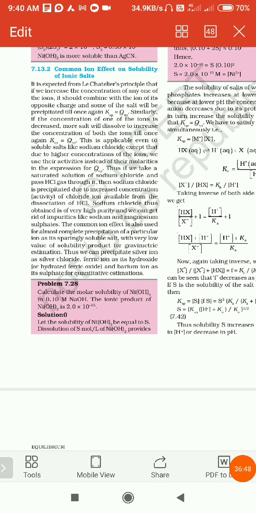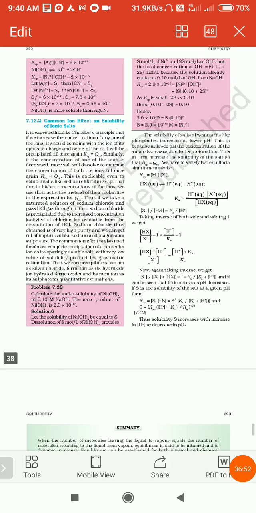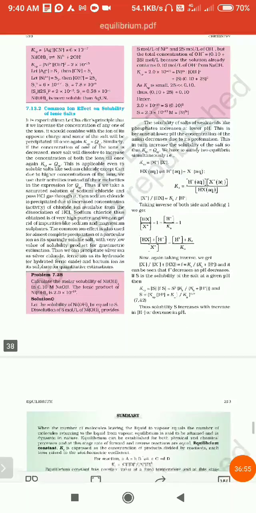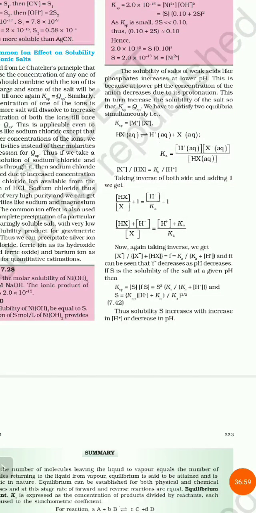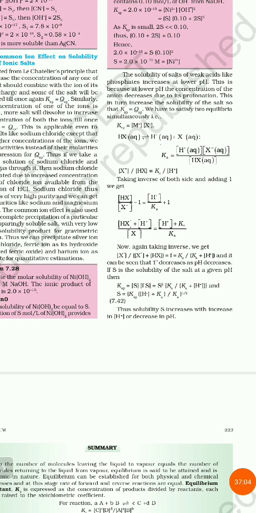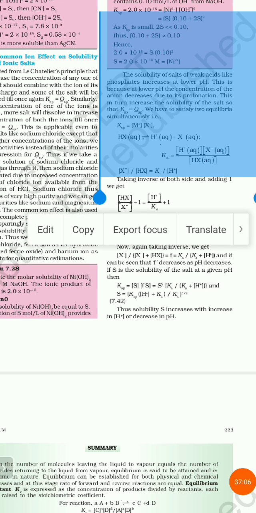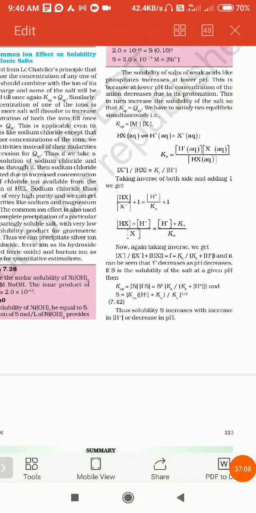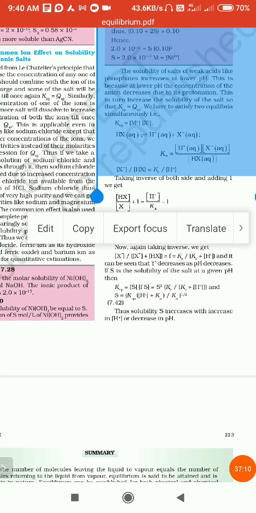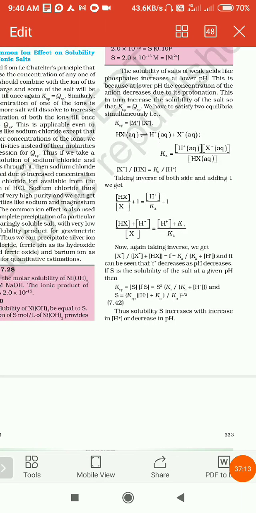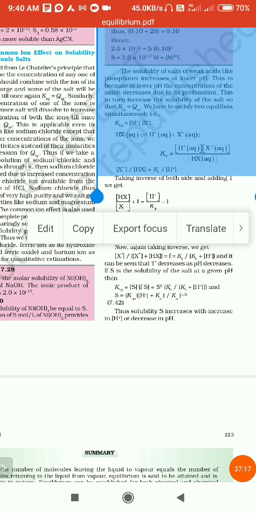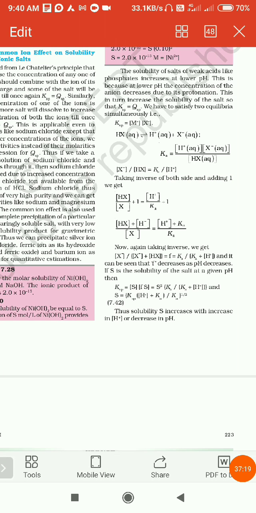So this is the common ion effect and solubility of ionic salts. A small example is given, just look at it once. They have taken a weak acid as the example. Just see this example alone. Hydrogen halide is decomposing into H plus and X minus.